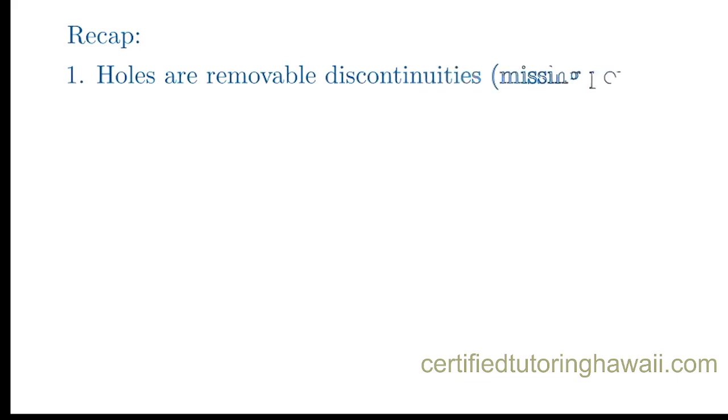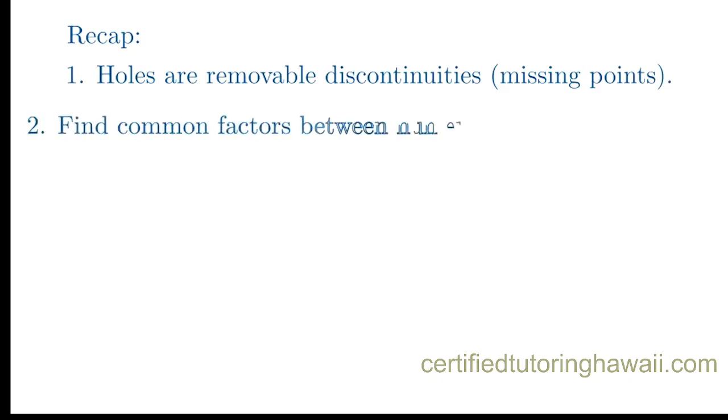Let's quickly recap what we've learned today about holes in the graphs of rational functions. Holes, or removable discontinuities, are single points missing from a graph. To find them, you must factor the numerator and the denominator completely. Then, look for any common factors. A hole exists at x equals c if the factor x minus c is common to both the numerator and denominator.